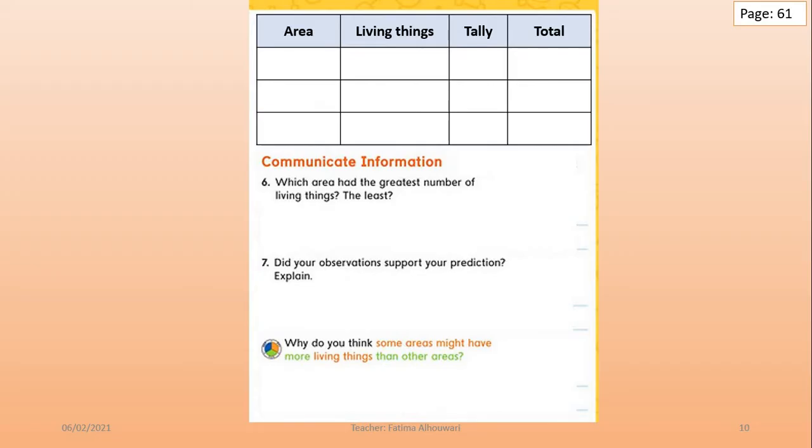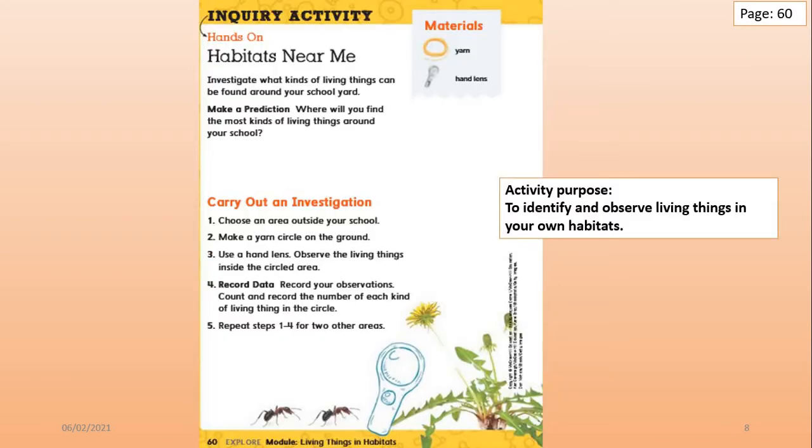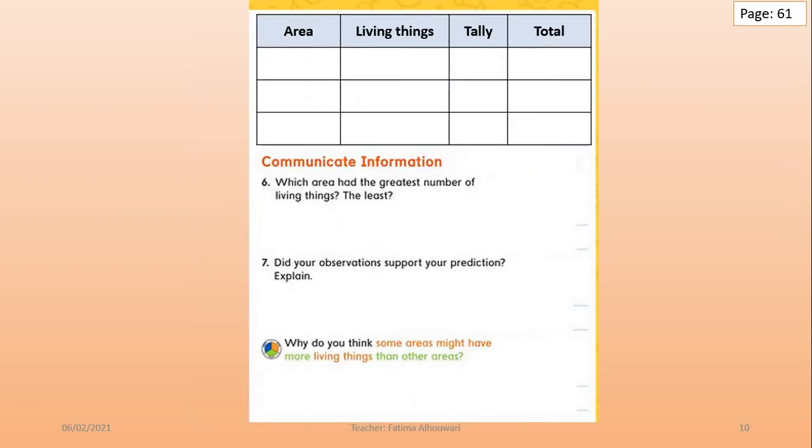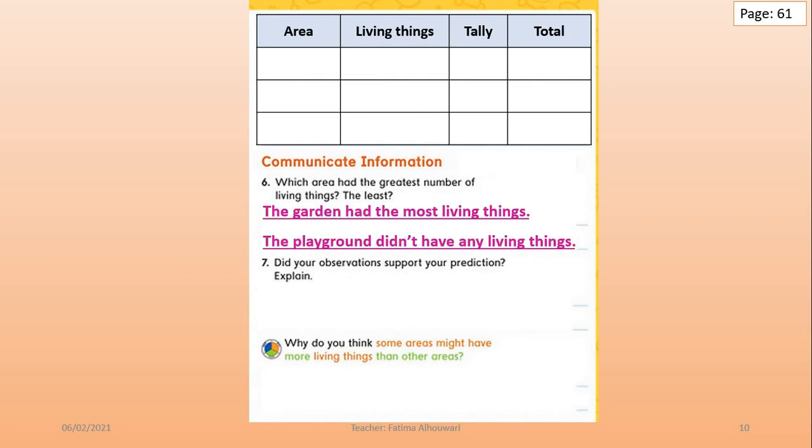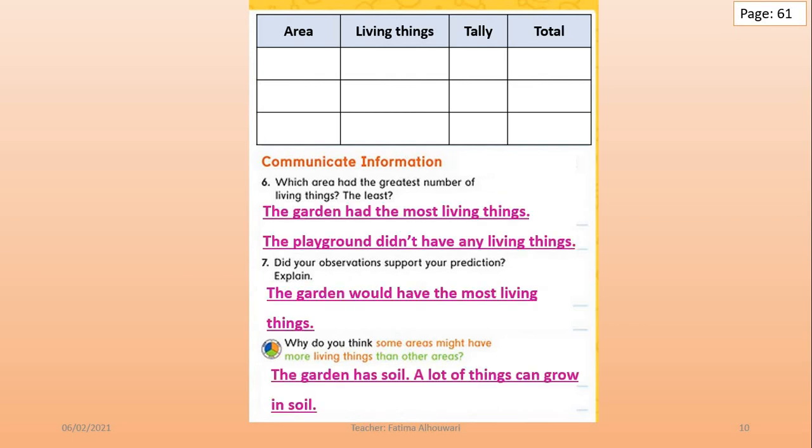Now, use your observations to answer these questions. Now, back to your prediction to check your answer. For me, I predicted that the garden will have the most living things. And here you can check your answers for questions number 6 and 7. And the last one, page number 61.